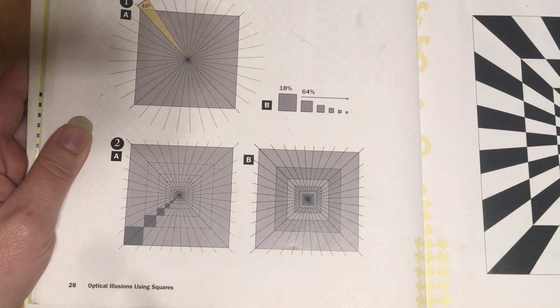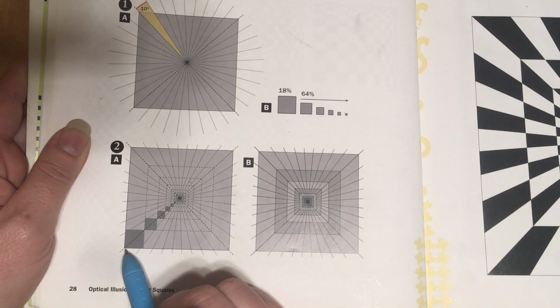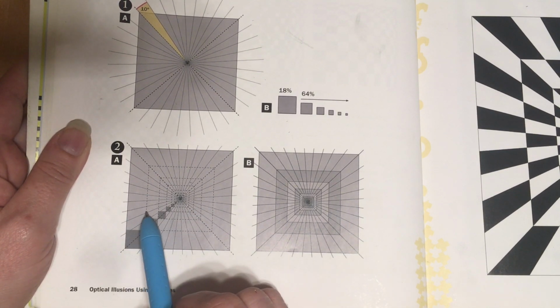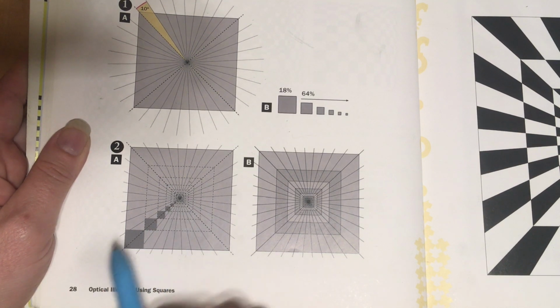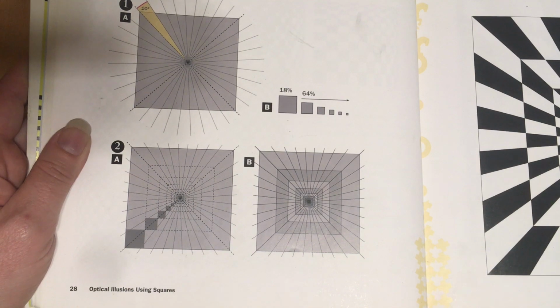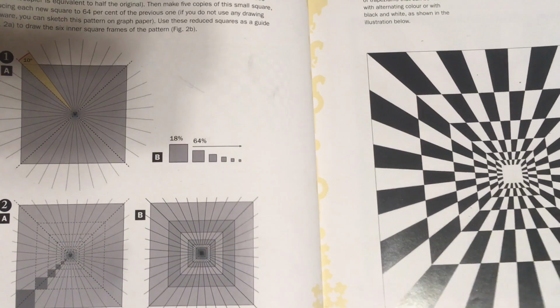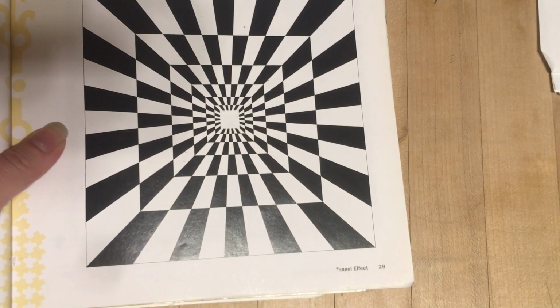And I will scan in these pages so that you can come back and refer to them. But you're starting with a bigger square and then a little smaller. So you can see this is wider, smaller, smaller, smaller, smaller, smaller. By getting smaller and smaller, it makes it look like we're going back into space. So you can kind of see how the lines are set up here. And then when you do that checkerboard design, now it looks like you're going back into space.